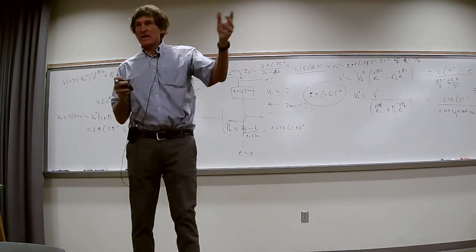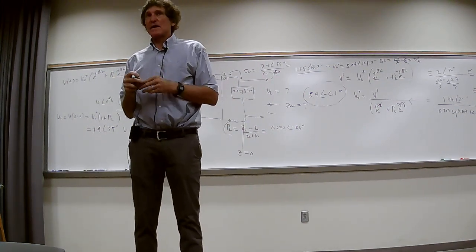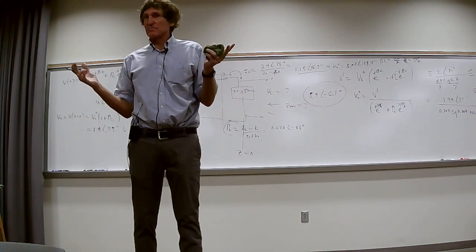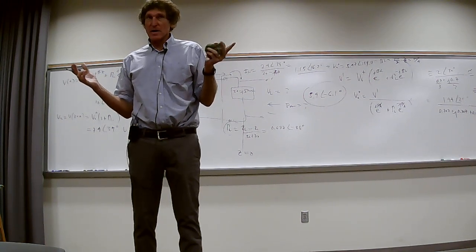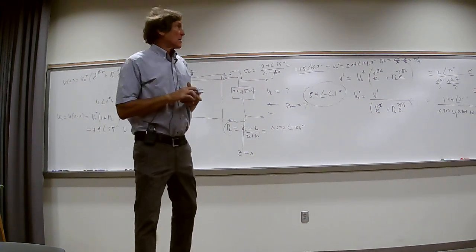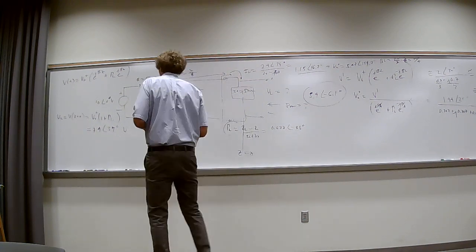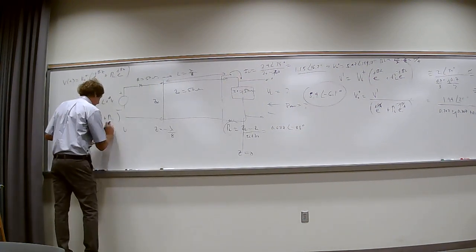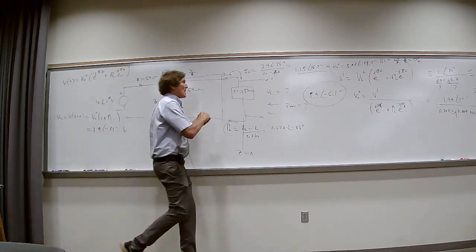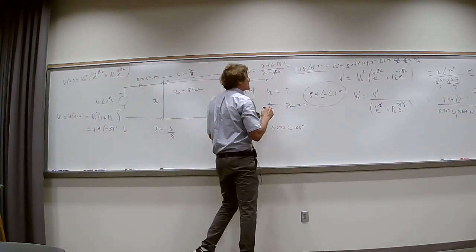Polar is magnitude and angle. Rectangular is real and imaginary part. Either one has the same information, but you need to know how to do both. So what is that going to be? Yes? It's supposed to be negative 39 degrees. Oh, so this is minus 39, my bad. Minus 39 degrees, and this is minus 39 degrees. So what do you get for that?